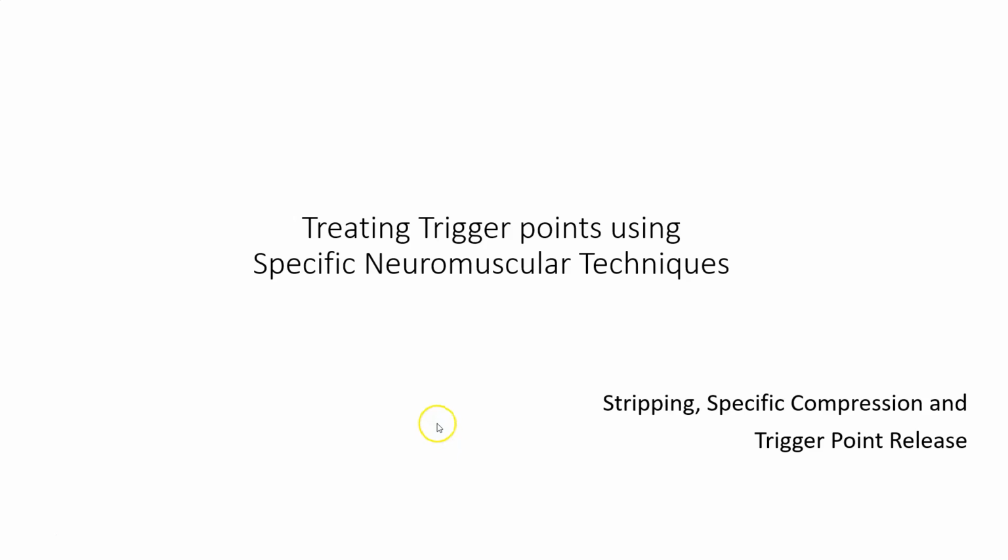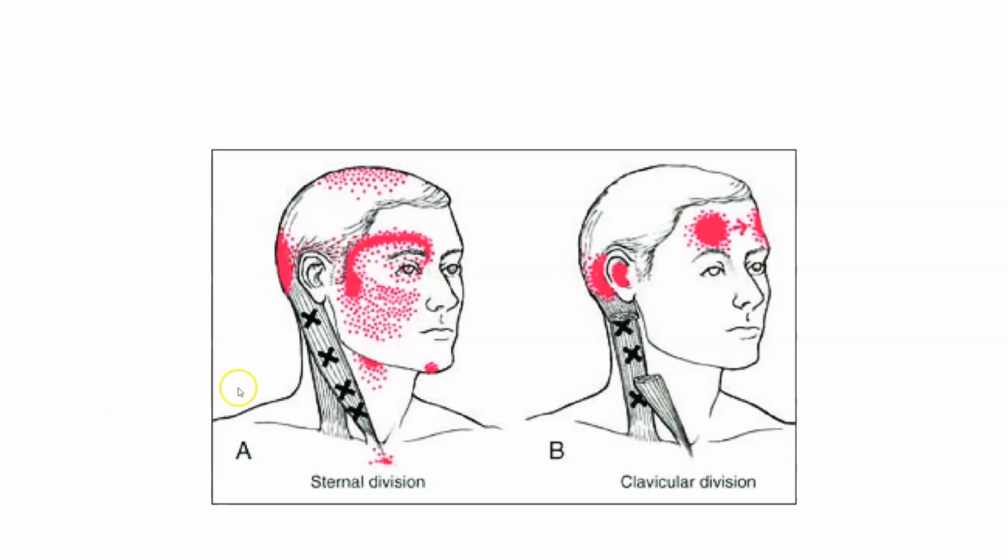Treating trigger points using specific neuromuscular techniques. So this is stripping, specific compression, and trigger point release. I've alluded to this a couple times in the introduction of these techniques. I'm going to go a little bit deeper in terms of treating these trigger points using these neuromuscular techniques.